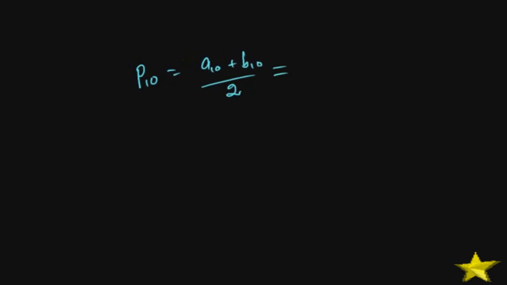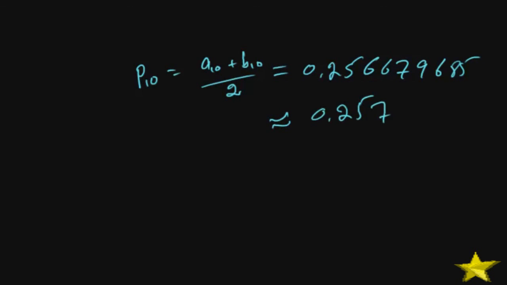So the root, which is approximate, not exact, at the 10th iteration, P10, is the average of A and B, and it is 0.256679685, which is very close to the exact root, that is 0.2575303. So that's the way it is.